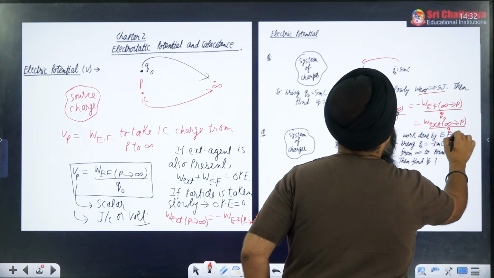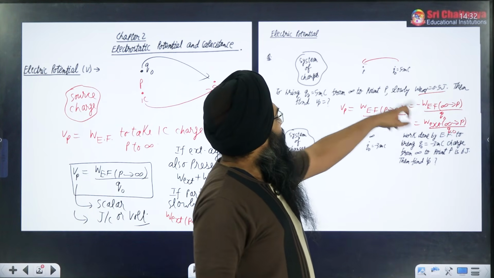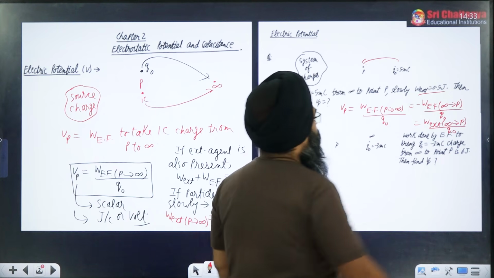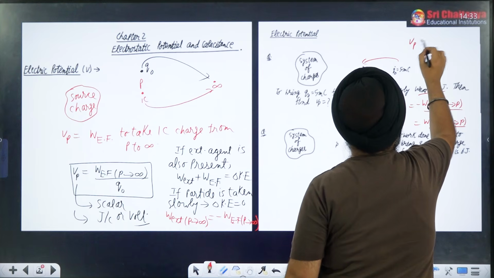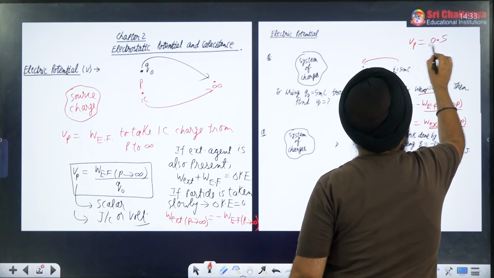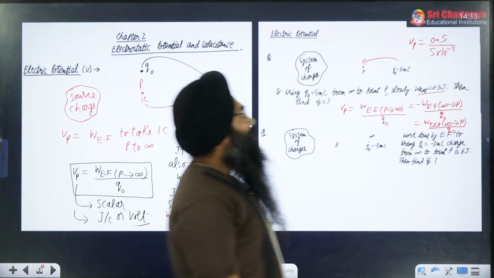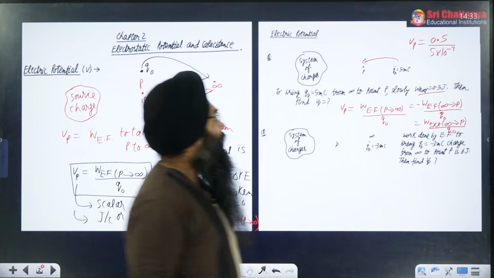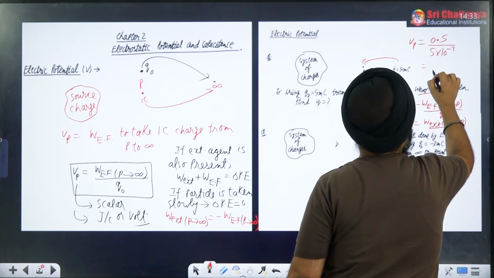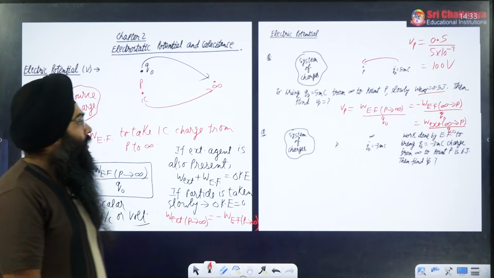by Q naught. Now, do you know what is the work done by external agent to take the charge from infinity to P? Yes, you know, 0.5 joule. And do you know the value of Q naught? Yes, you know, 5 millicoulomb. So potential at P will be equal to how much? It will be equal to 0.5 divided by 5 into 10 to the power minus 3. So this is how you can basically write this particular case. So what will be the potential? It will be 0.1 into 10 to the power 3, that is 100 volt. This is how you can calculate the potential at that point.